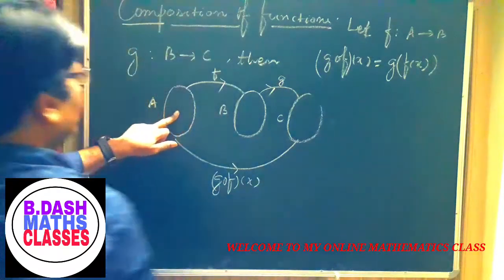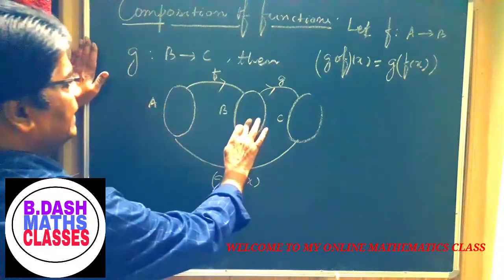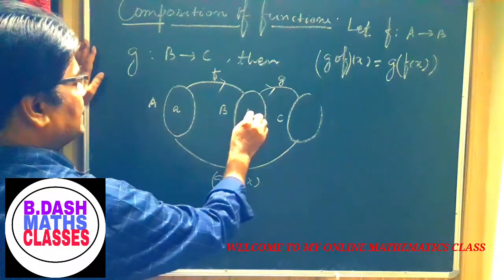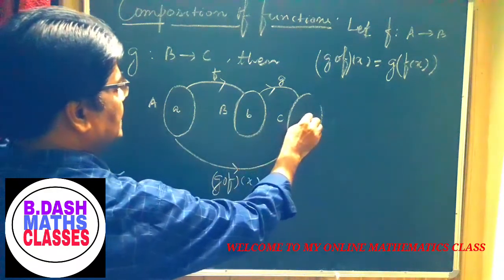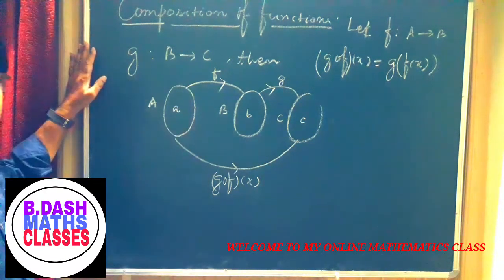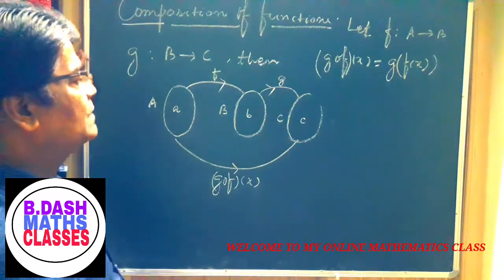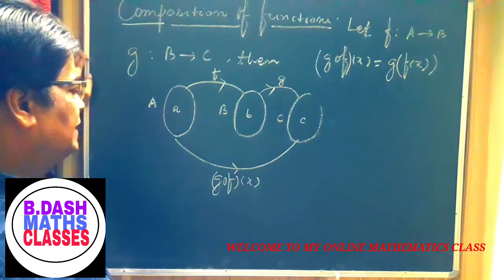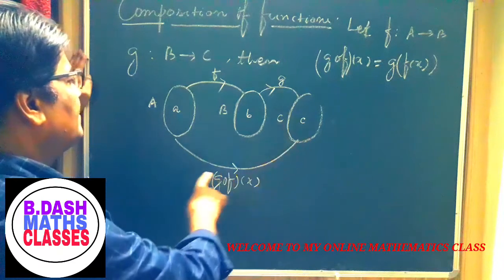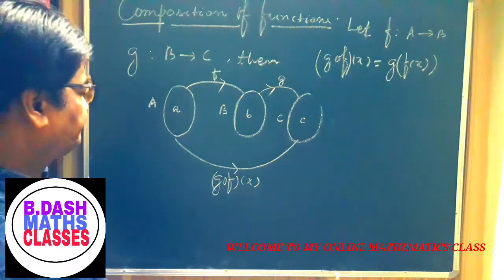We are taking A as a set. This is B and this is C. Suppose small a belongs to A, small b belongs to B, small c belongs to C. And here f is a function from A to B and g is a function from B to C. Now this function g∘f is a function from A to C.